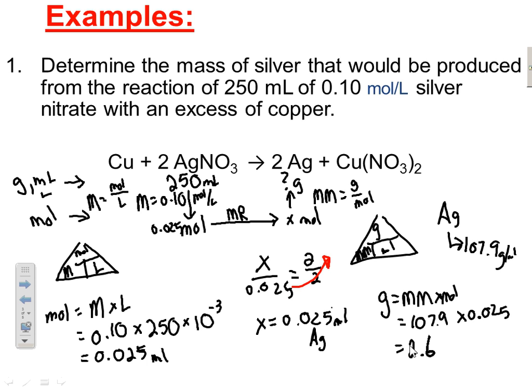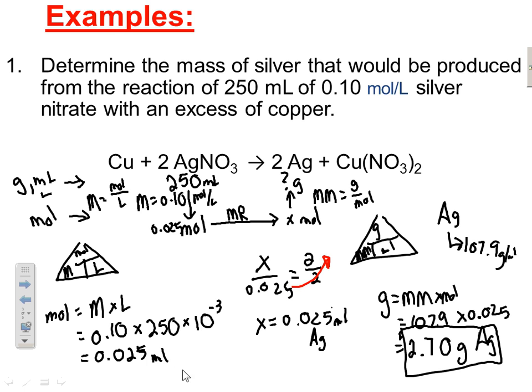2.6, and that's going to round to, that makes it ugly. I got to erase. It's 2.697, so that rounds to 2.70 grams Ag. All right, 2.70 grams Ag.